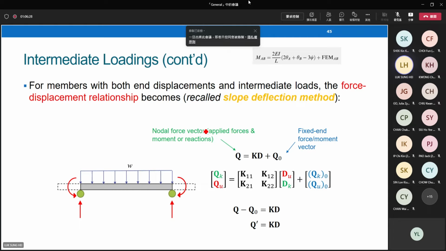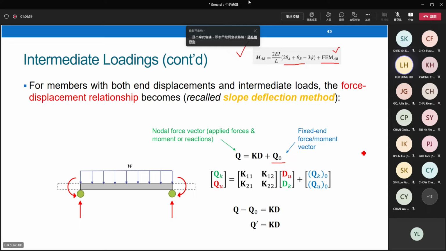Actually, you have learned the slope deflection formula in the other fundamental analysis module. Moment equals a set of rotation terms plus an item called the fixed end moment, right? When you learn the slope deflection equations, this fixed end moment is used to take account of the intermediate loading. So mathematically, it's just like adding one fixed end force vector on the right-hand side of the equation.